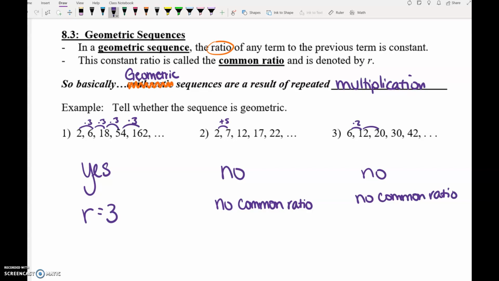So just like the 8.2 assignment, the first few problems in the 8.3 assignment, is it arithmetic? I think you drag is or is not into the blank. And then for the reasoning, you either say what R is or you say that there's no common ratio.